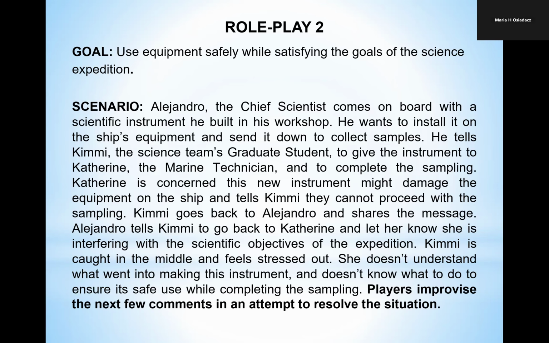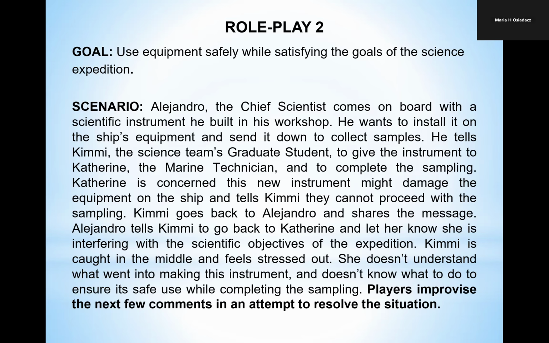Any other thoughts or ideas about that? That's kind of the synopsis, just that the grad student who's not familiar with equipment shouldn't be placed in that situation. It's just not an effective way to have that discussion.